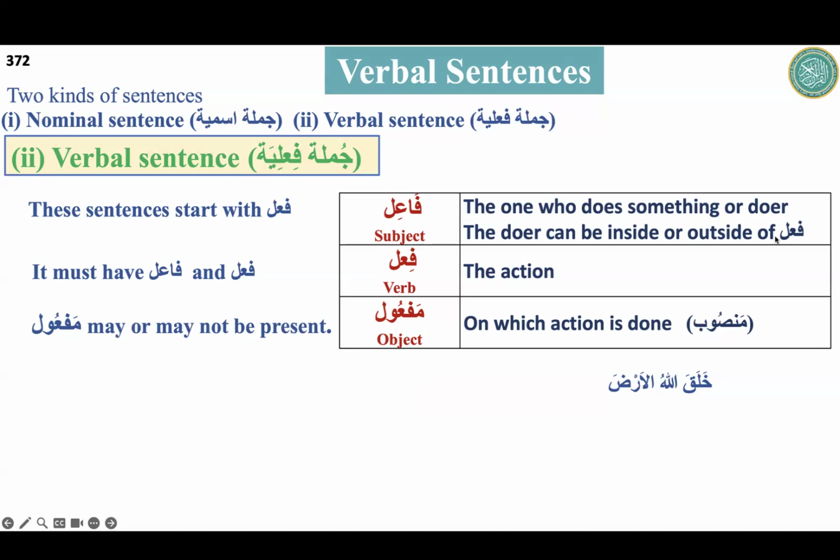Okay, let's go back to this sentence here, and let me take the participant from here. Most of them are in listening mode. Okay, Uncle Hamid. Salam. This is a verbal sentence. We all agree. So please identify here what is verb, what is fa'il, and what is maf'ul.